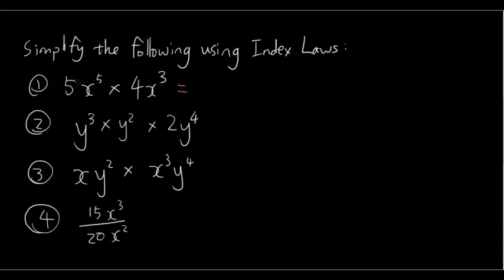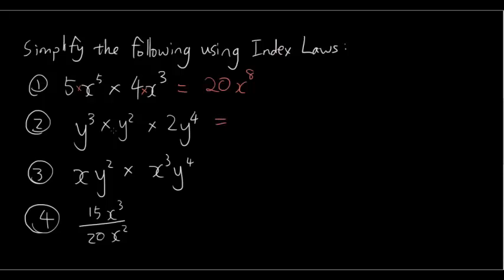Okay, so the first one, we're going to take care of the numbers first. So 5 times x to the power of 5 times 4 times x to the power of 3. You can pretend there's a times sign there because in algebra, when we have two terms multiplying each other, we just don't write the times symbol. Okay, so 5 times 4 is 20. X to the power of 5 times x to the power of 3 is x to the power of 8, using our first index law.